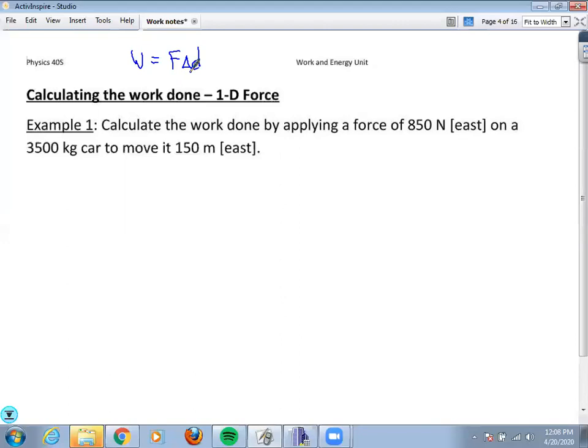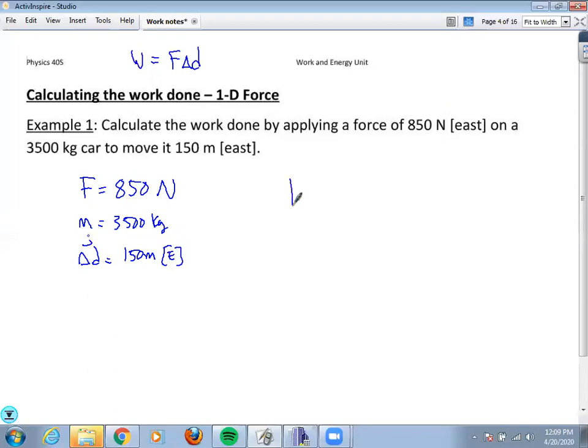Okay, so example 1. Calculate the work done by applying a force of 850 newtons east on a 3,500 kilogram car to get it to move 150 meters east. So we should list what we know and what we don't know and go from there. So we know that the force applied, F, is 850 newtons. We know the mass of the car is 3,500 kilograms. And we also know the delta D. The delta D is 150 meters east.